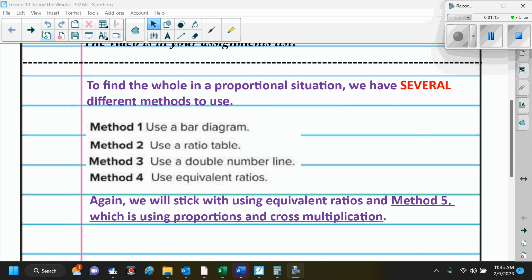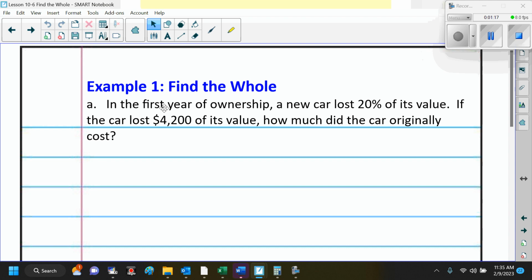So, example 1. We want to find the whole, okay? It says, in the first year of ownership, a new car lost 20% of its value. If the car lost $4,200 of its value, how much did the car originally cost?